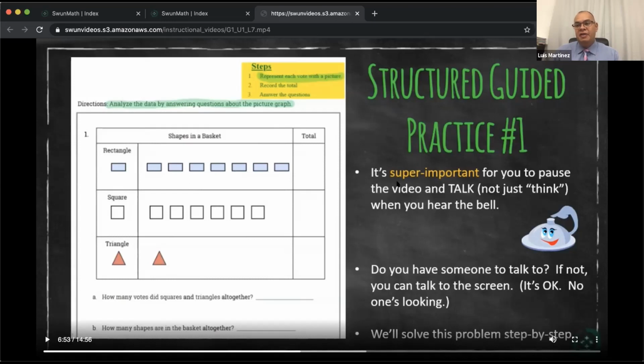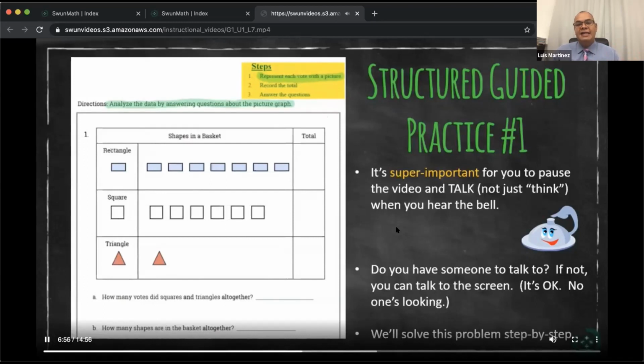So for example, if my child was sitting here watching the video, they would say, step 1 is to represent each vote with a picture. The steps are going to be here under steps, or they may be moved at different places, but the steps will always be displayed for you in all of our videos. So they say it, and then they press play.